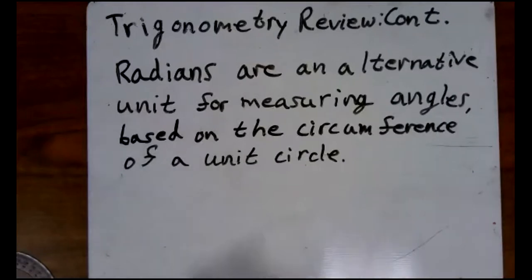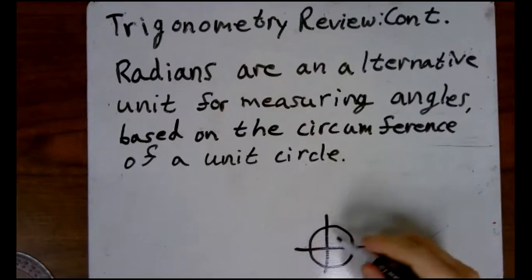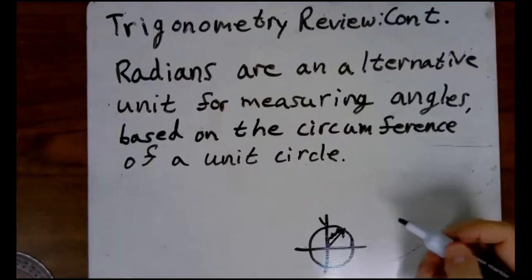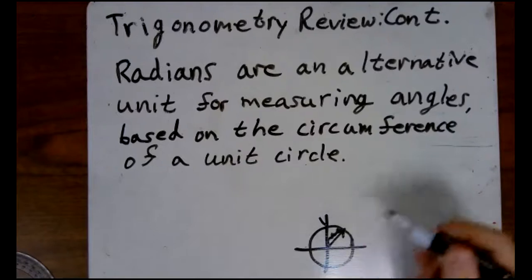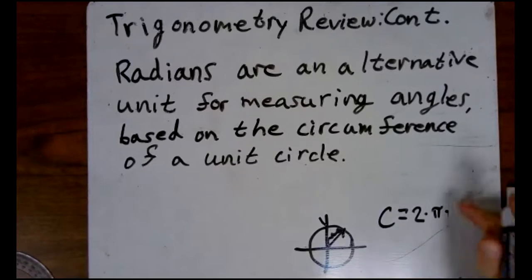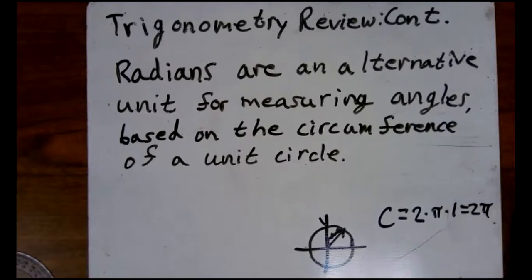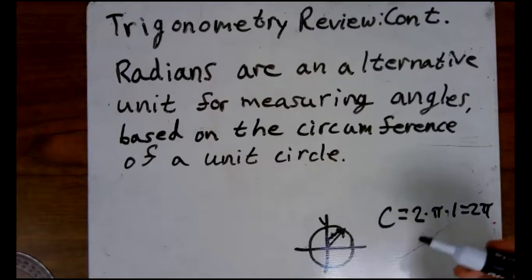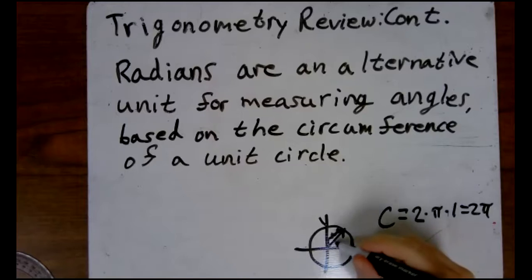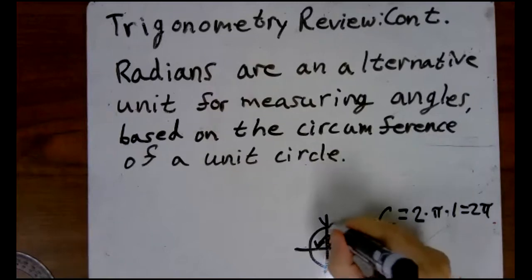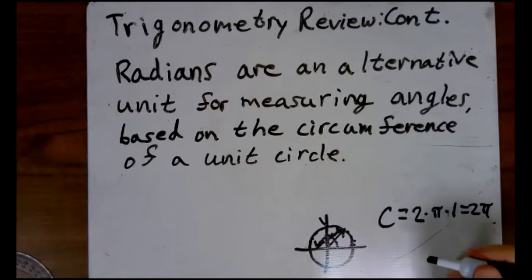So, if we have a unit circle, radius 1, then its circumference all the way around would be 2 times pi times r, which is 1, so 2 pi. So we'll say, okay, instead of 360 degrees, we'll call one full revolution of the circle 2 pi. Going halfway around a circle, we'll call that pi radians, because if it was a unit circle, that would be the same as walking a distance of pi around the circle.